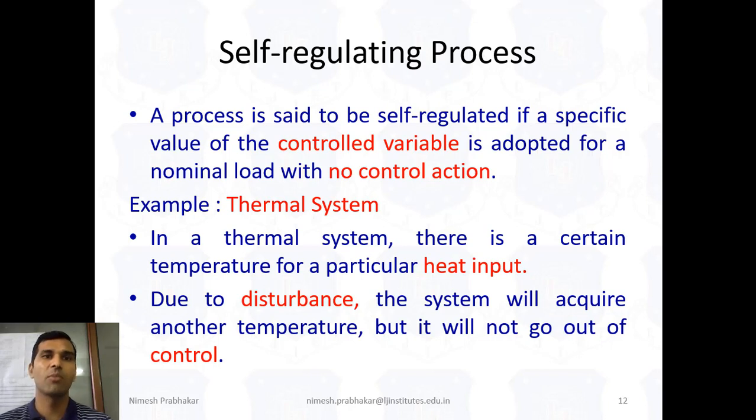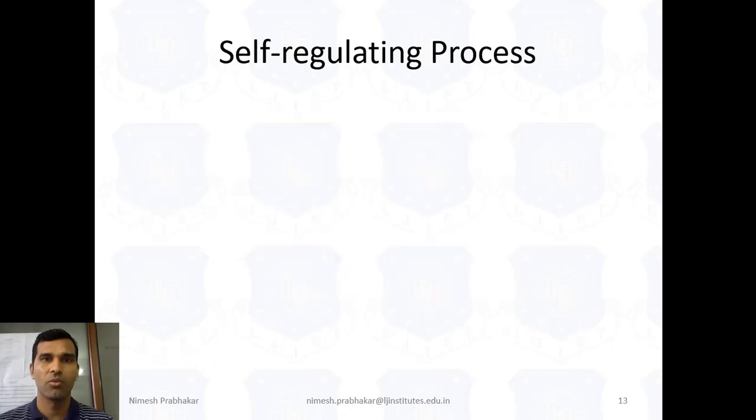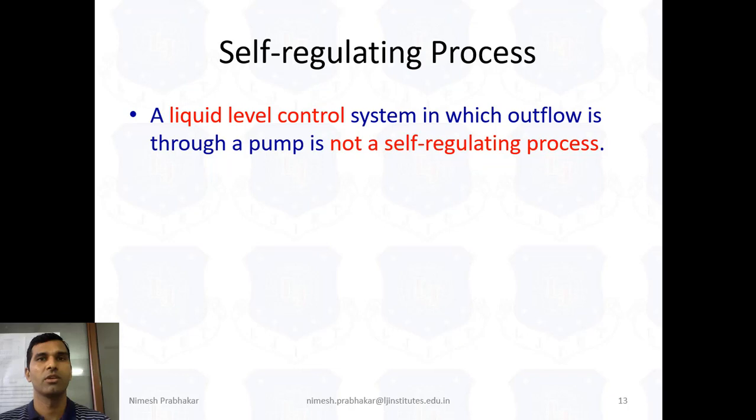Now we see another example, of a not self-regulating system: a liquid level control system. We discussed the liquid level tank system in chapter number 2. A liquid level control system in which the outflow is through a pump is not a self-regulating process, because here we require one controller that controls the inlet and outlet flow. In the liquid level tank system we have to control the liquid height in the tank, and to control the height we require one controller that controls the inlet and outlet flow. That's why the liquid level tank system is not a self-regulating system or process.